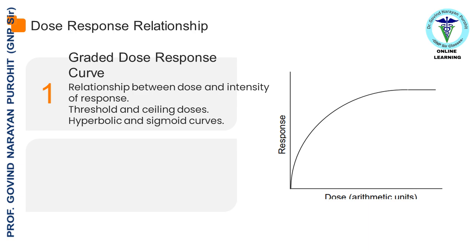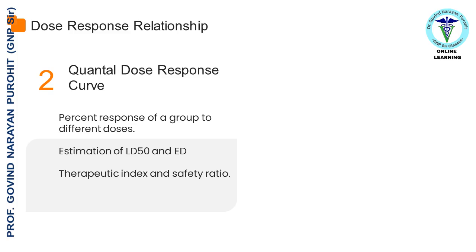The threshold dose may be defined as the minimum dose required to produce an observable response. The dose producing the ceiling effect may be called a ceiling dose, which may be defined as the minimum dose producing the maximum response. When the graded response is plotted as a graph, a hyperbolic curve as shown is obtained. The quantal dose response represents the percent response of animals in a group or population to the doses of a drug. LD50 is called the median lethal dose, which is defined as the dose that would be expected to kill 50% of the exposed population.